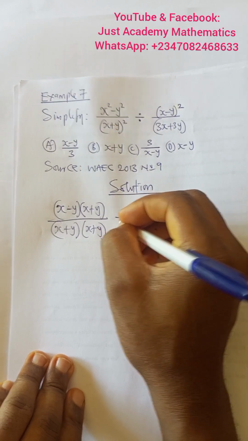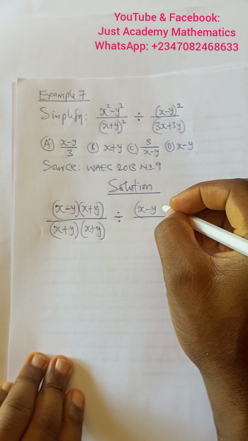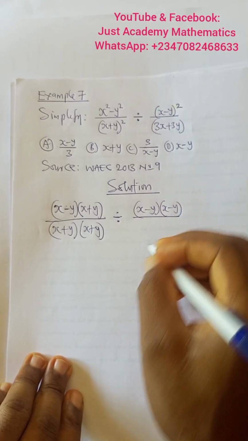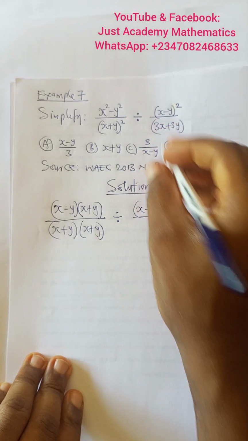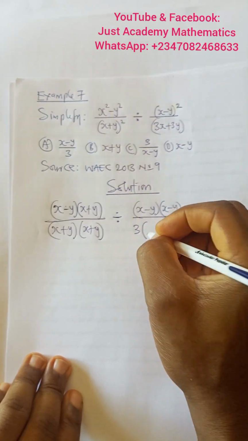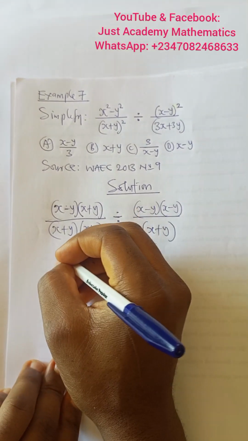Divide by, let's see, retain divide for now. x minus y times x minus y. Not x minus x plus, so you just double the bracket. This one, what is common? 3 is outside, remaining x plus y. Then let's convert this to multiplication.